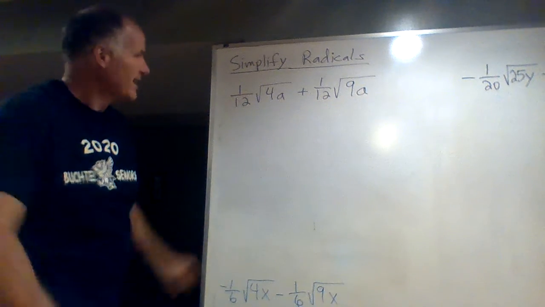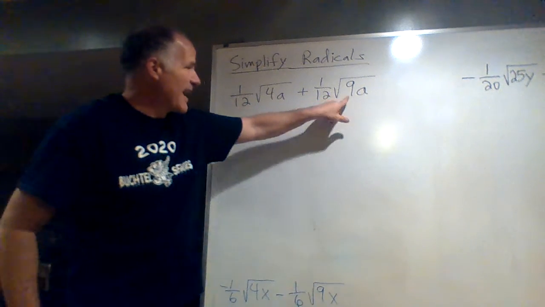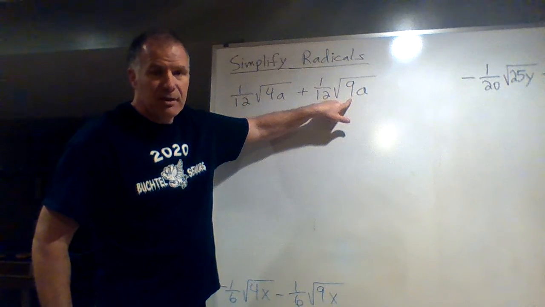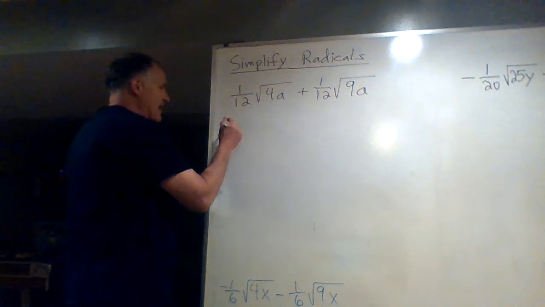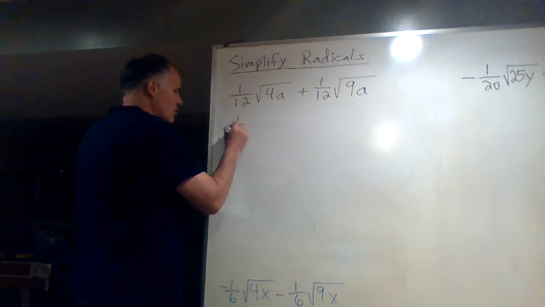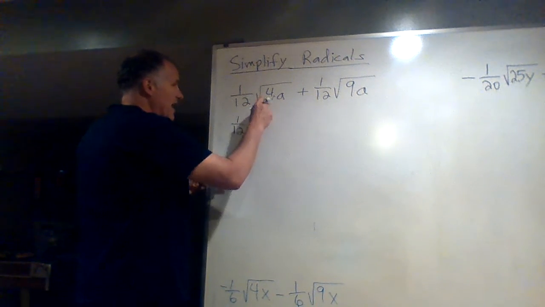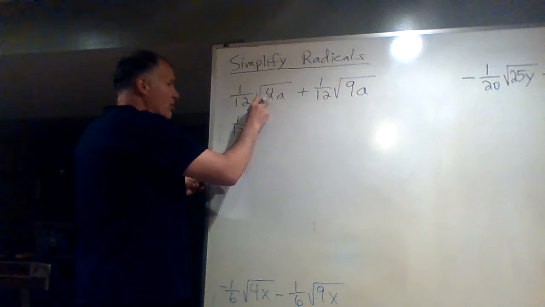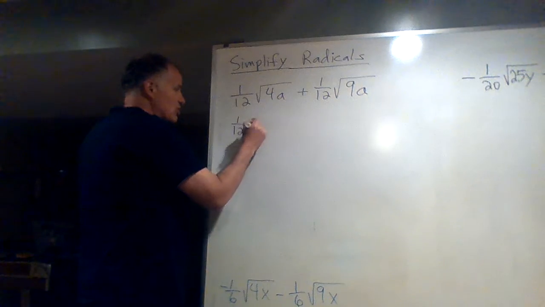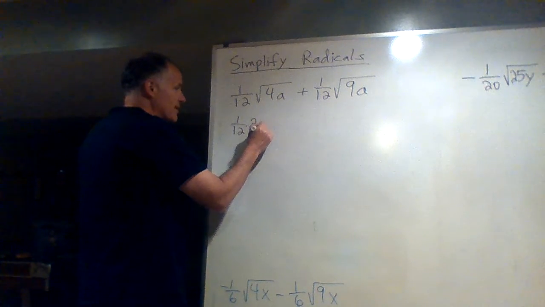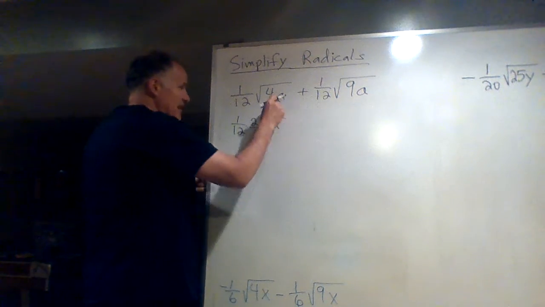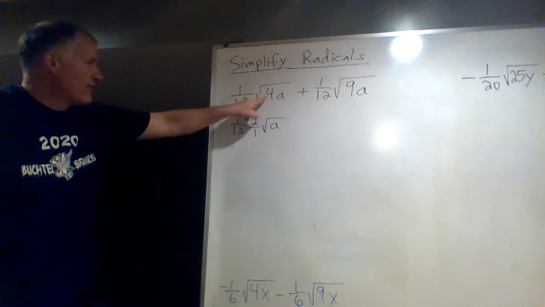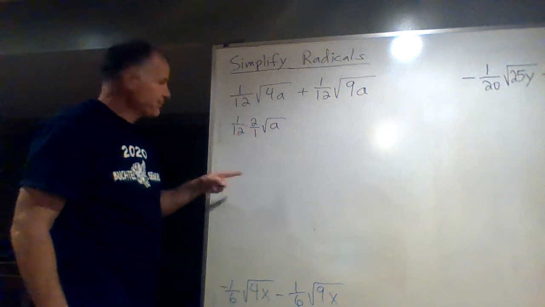I'm trying to add, because that's a 4a and that's a 9a in the radical. But 4 and 9 are perfect squares, right? So remember, if they're a perfect square, they can come outside the radical. So what I have here is 1/12 times, now I can bring that radical 4 out. Square root of 4 is a 2. Now I can think of that as 2 over 1. Now that a has to stay inside. I mean, that's not a perfect square. So that 4 comes out as a 2.